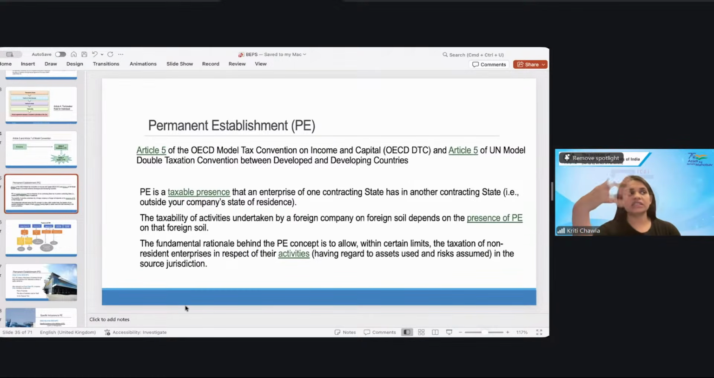So this is the reason it says that PE is a taxable presence that an enterprise of one contracting state has in the other contracting state, which is outside your company's state of residence. The taxability of activities undertaken by a foreign company on foreign soil depends on the presence of a PE on that particular foreign soil. And the fundamental rationale behind the PE concept is to allow, within certain limits, the taxation of non-resident enterprises in respect of their activities, having regard to assets used and risk assumed in the source jurisdiction.